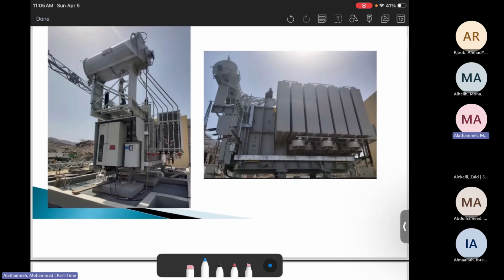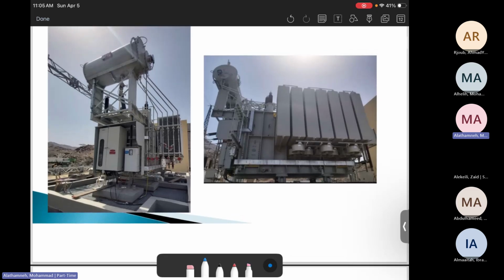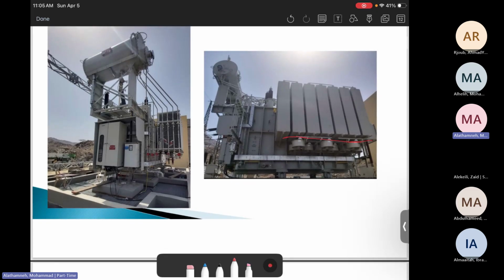Here are another pictures for the transformers, as you can see. So you will see there are some fans here cooling. Here's the conservator. This is called the main tank.